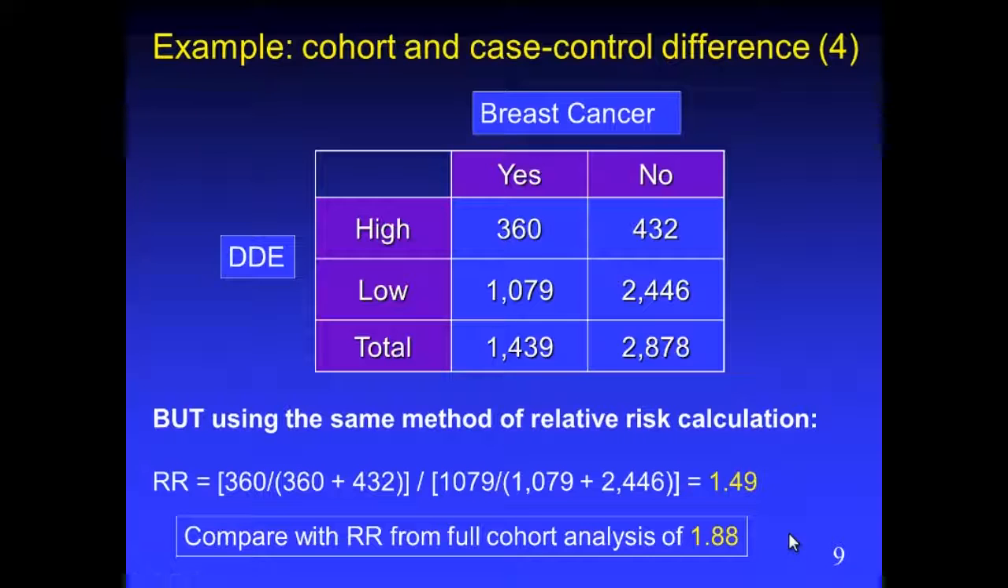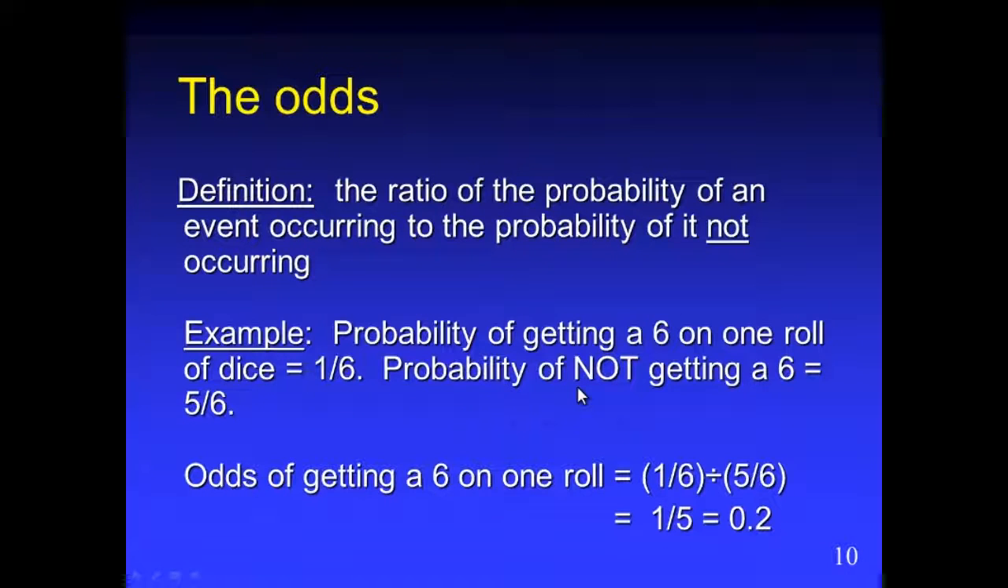so we need to do something a bit better. This is where I need to introduce you to the odds, leading up to the odds ratio. The odds can be defined as the probability of something happening divided by the probability of it not happening. And a simple example is if you think of rolling a dice. The probability of getting a 6, of course, is 1 in 6. And the probability of not getting a 6 is 5 out of 6. That should be obvious to everybody.